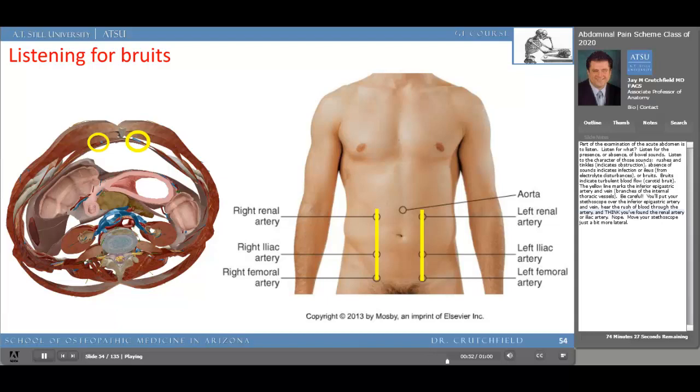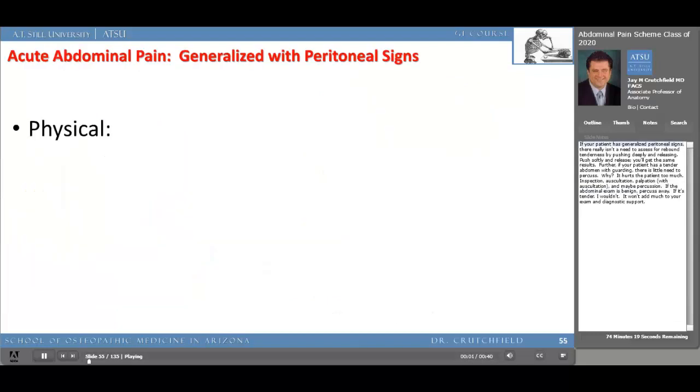Inspection, auscultation, palpation, with auscultation being performed simultaneously, and maybe percussion. If the abdominal exam is benign, percuss away. If it's tender, I wouldn't. It won't add much to your exam or for diagnostic support.